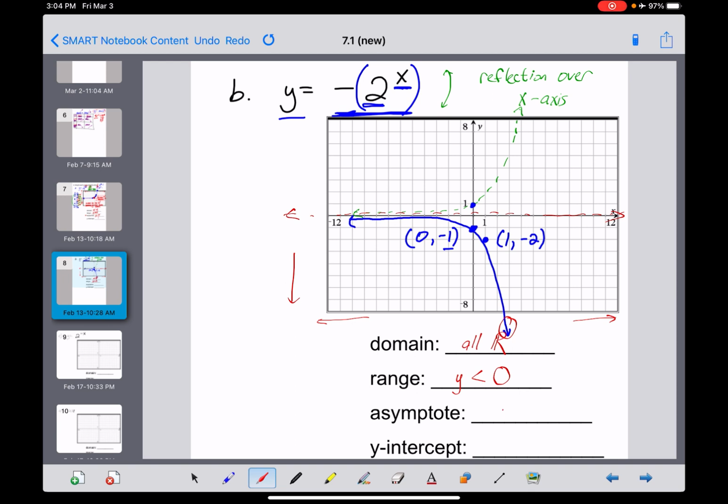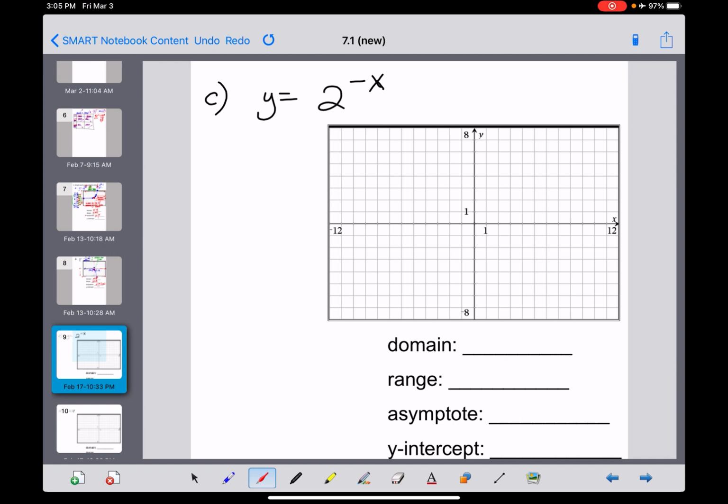Asymptote, just like before, is the line y equals 0. Once again, guys, that's the x-axis right there. And the y-intercept, where does this graph cross the y-axis? Right there at -1. Okay, so hopefully that one went a little faster and a little easier for you. Let's try a third case.